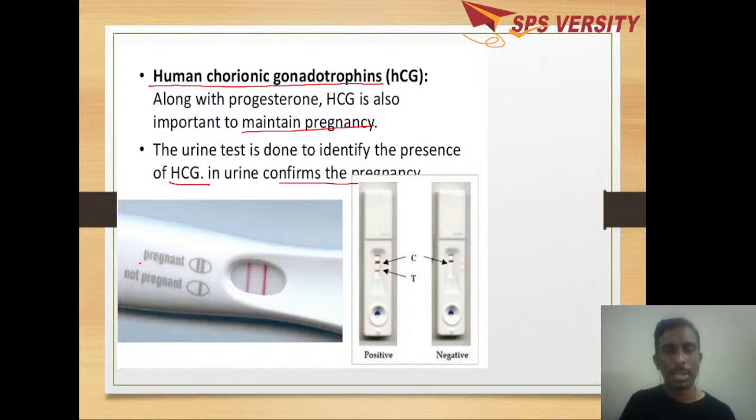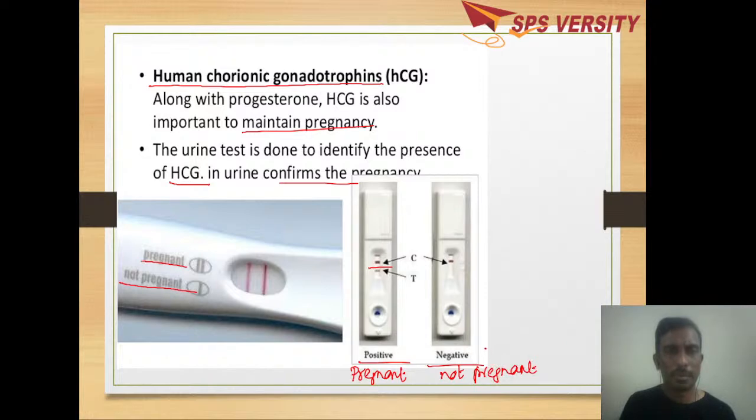where two red lines represent pregnant. Only one line present means not pregnant. So here you can see positive, two red lines are formed. Okay. Whereas in the other one, negative, only one red line is present. Positive means pregnant, negative means not pregnant. So in confirming the pregnancy, HCG plays an important role.